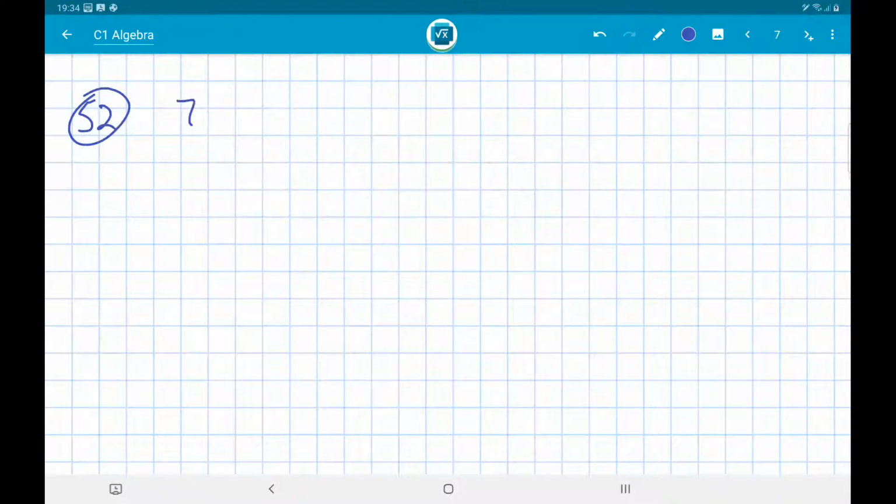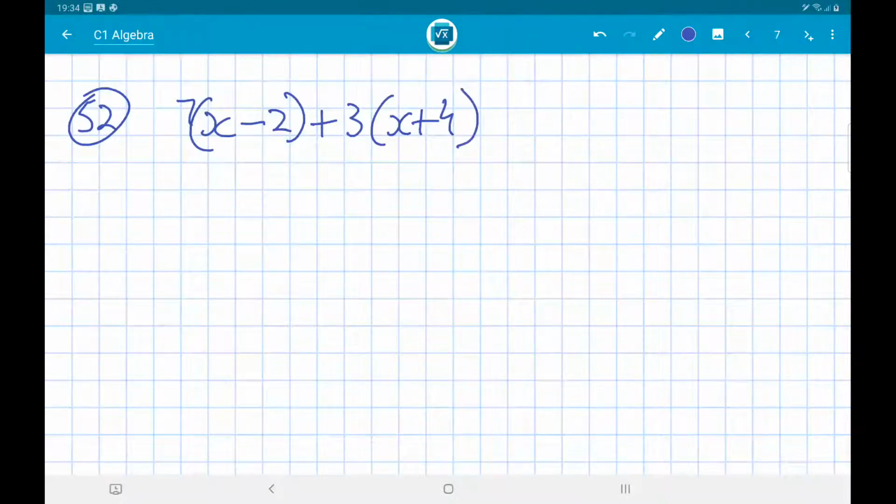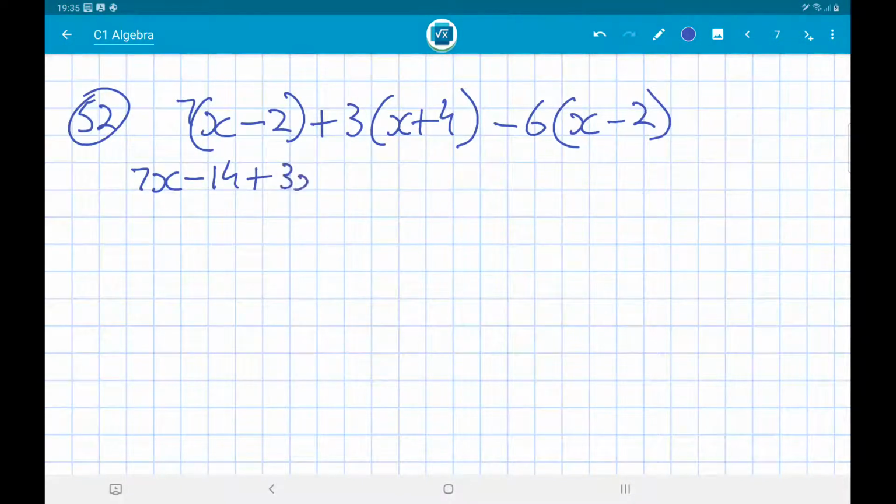52. Okay. 7 times x minus 2, that's in brackets, plus 3 times x plus 4, minus 6 times x minus 2. Okay, let's expand all of them out. We get 7x minus 14 plus 3x plus 12 minus 6x plus 12.